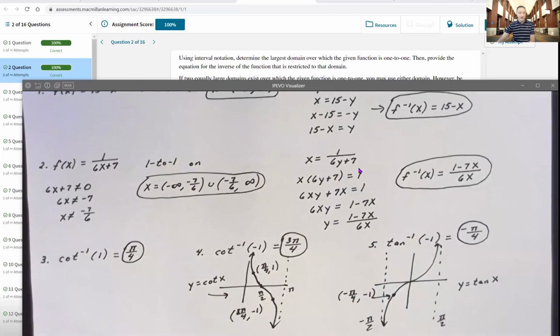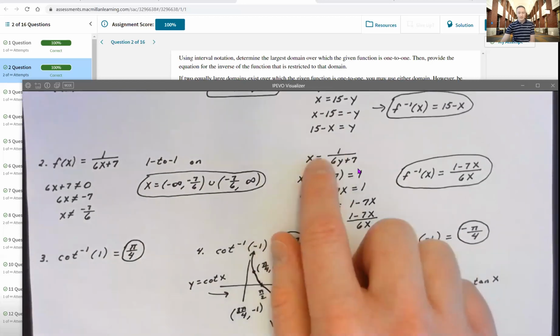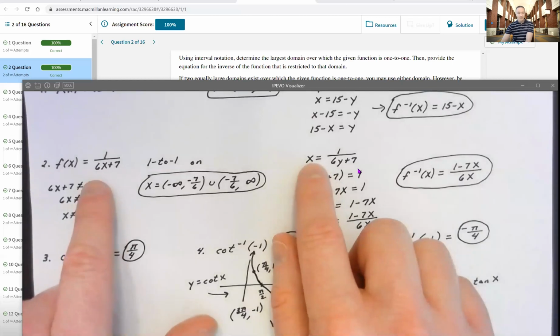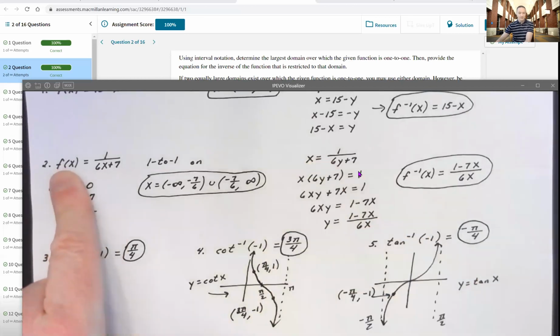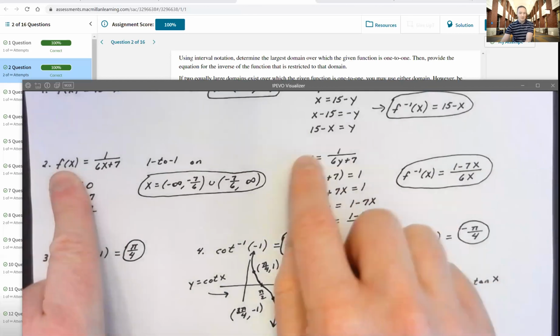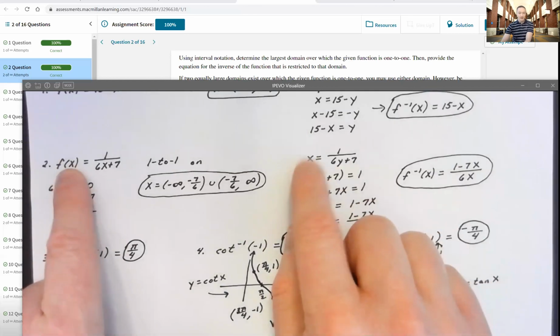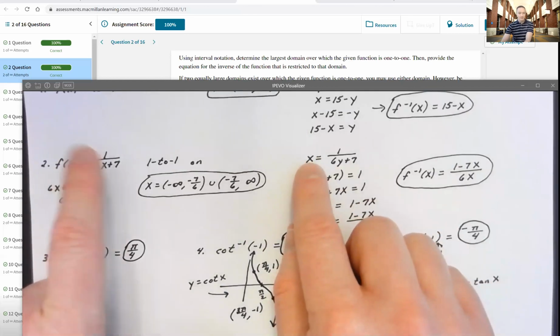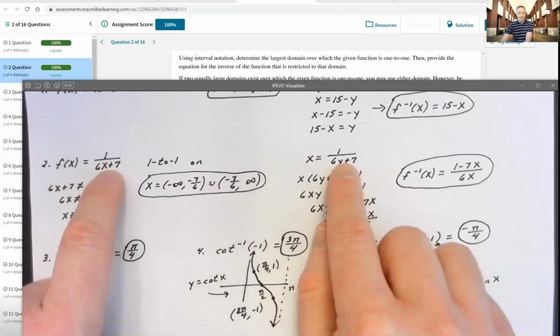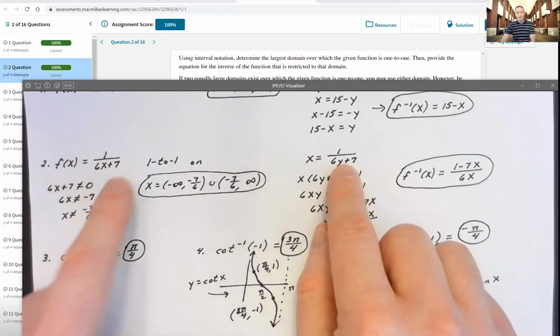Now, in order to find the inverse, I went ahead and just said, well, all right, I know I need to switch the x and y values. So the first thing I did here is I just called f of x, the y value, let's go ahead and switch that to x. Switch the x in the problem to a y, and then solve for the new y value.